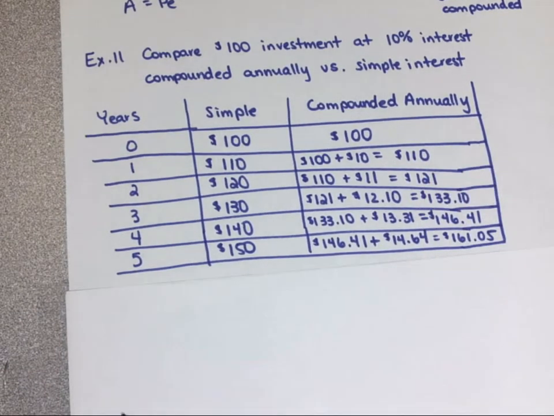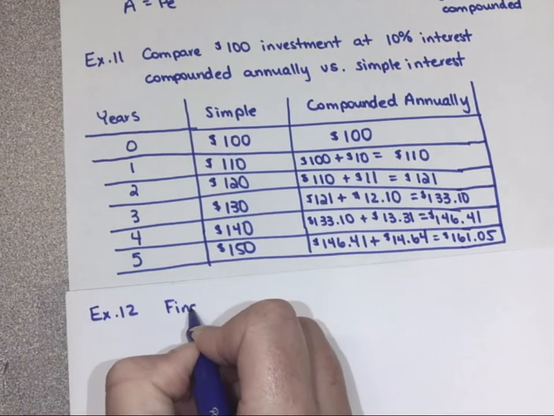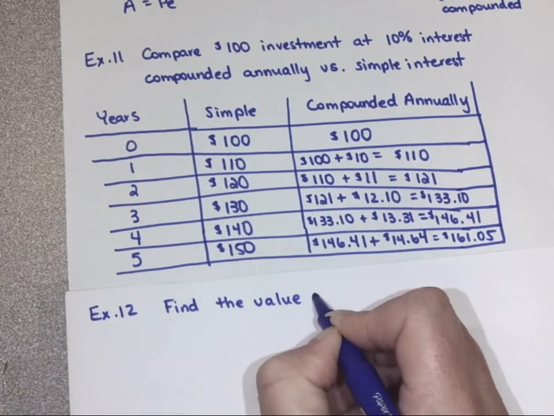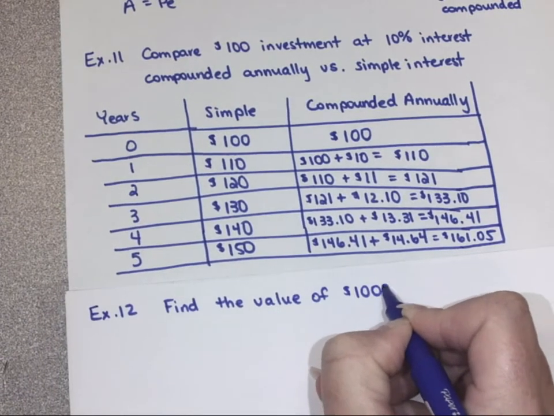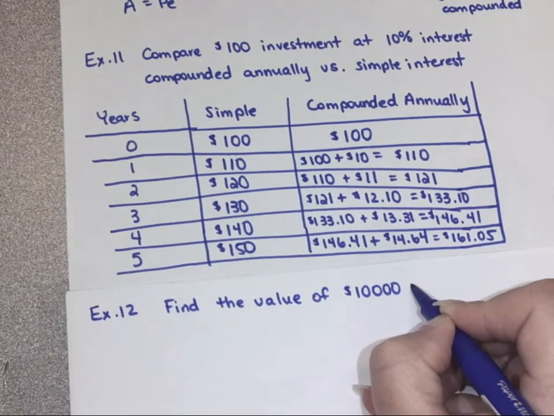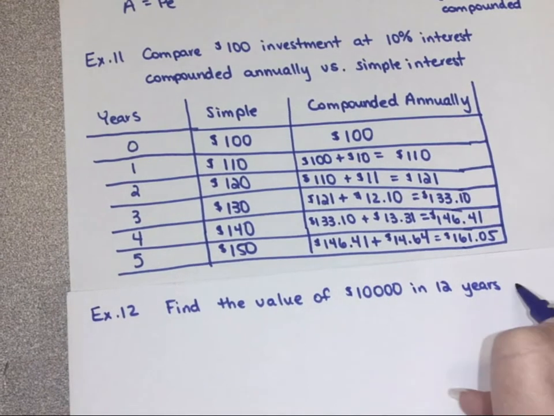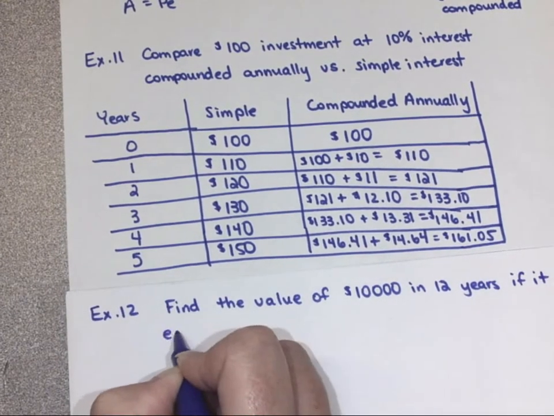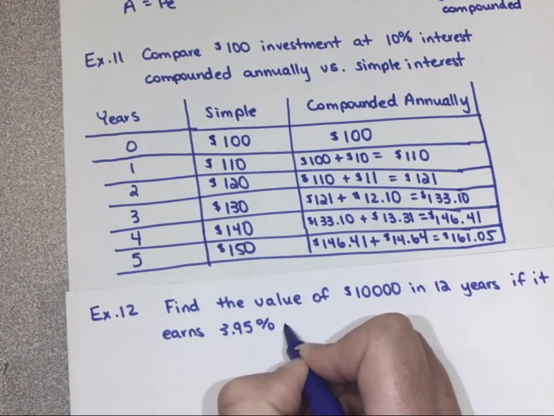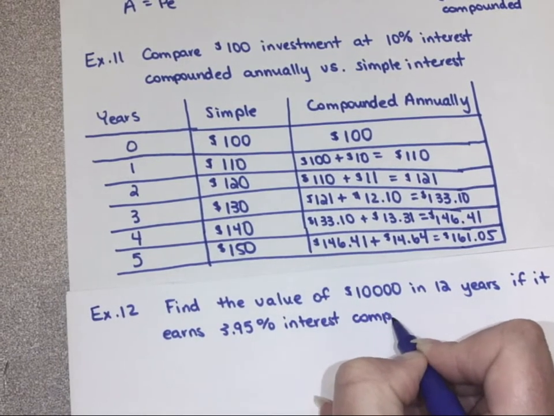Okay, so go ahead and get your calculators out, but let's look at maybe some bigger investments, and we're going to use our formulas from above. So what if I asked you to find the value of $10,000 in 12 years if it earns 3.95% interest. That's a much more realistic interest rate, honestly, compounded continuously.